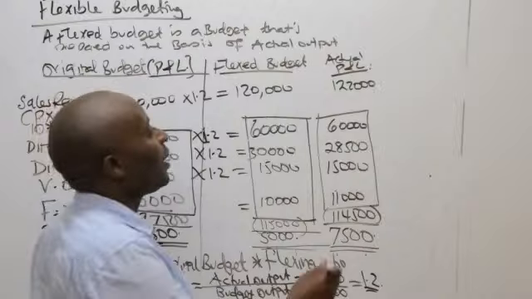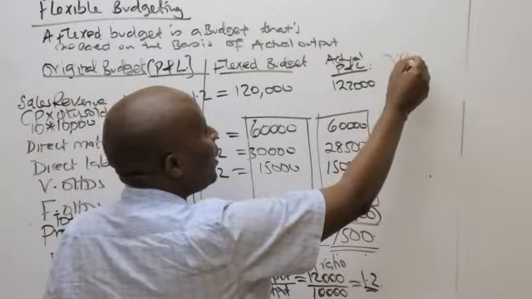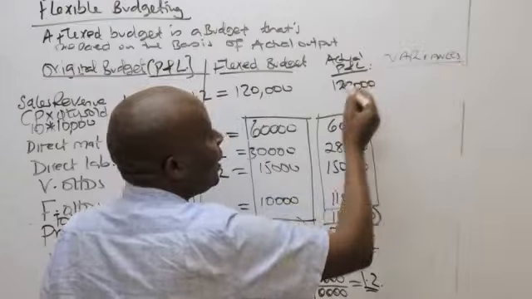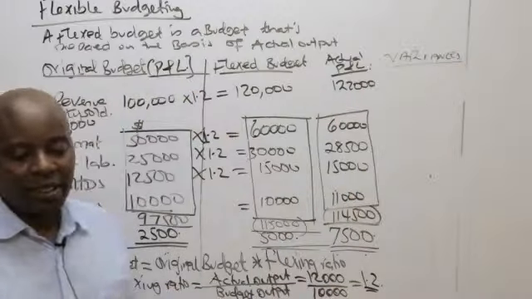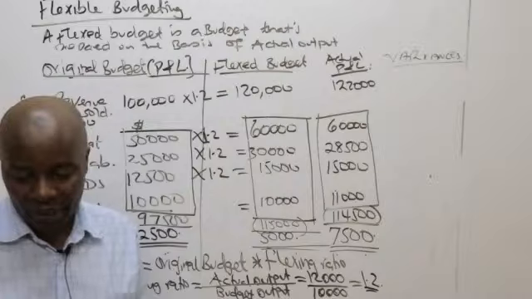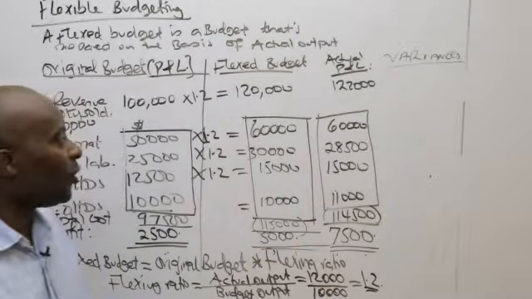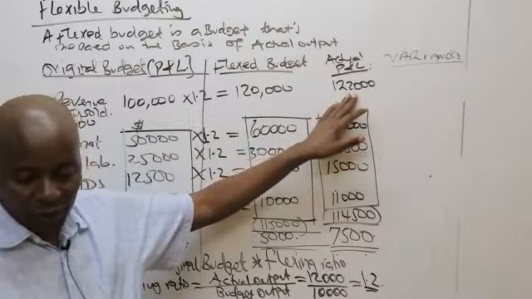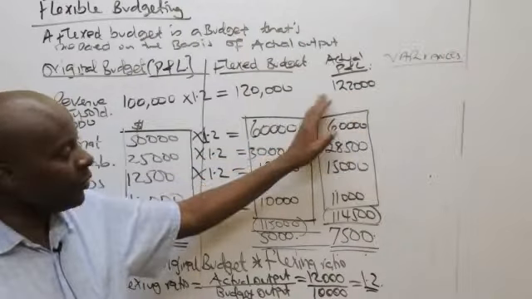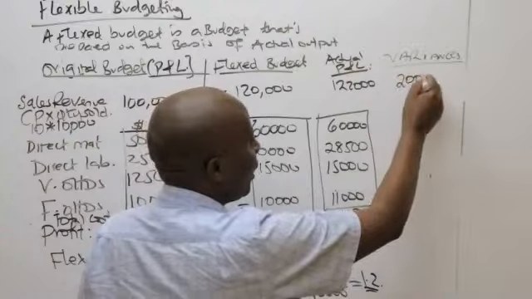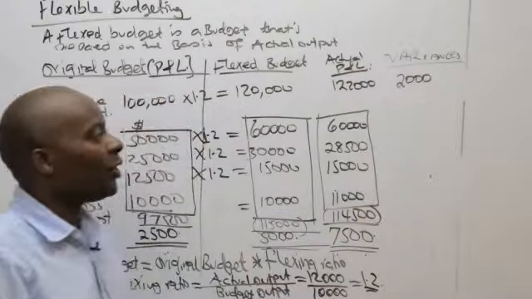So come and create a column here of variances. Basically variances are differences. Differences we are subtracting normally. So you take 120,000 minus 122,000. What is the difference here? The difference that I have here is 2,000. But now you need to tell me, 2,000, is it adverse or favorable?